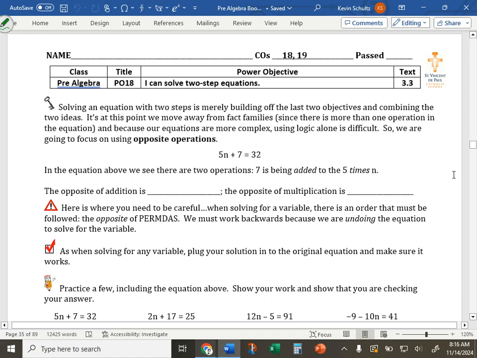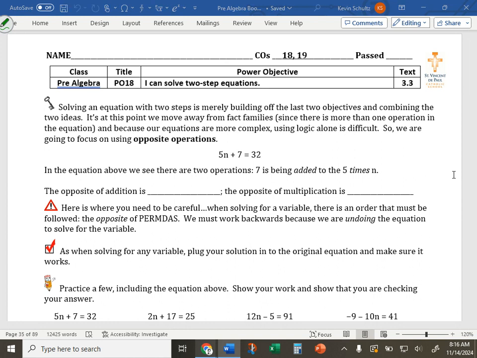Pre-algebra, we have reached the final objective of the unit, solving two-step equations. Now, if you think back to PO18 and PO17, each of them only required one step to solve because there's only one operation, right? It was either addition or subtraction or multiplication or division. So what makes an equation two steps to solve is because it has how many operations in it? Two, right? It's going to have addition or subtraction, and it's going to have multiplication or division.